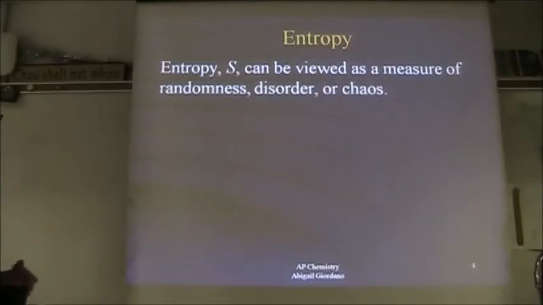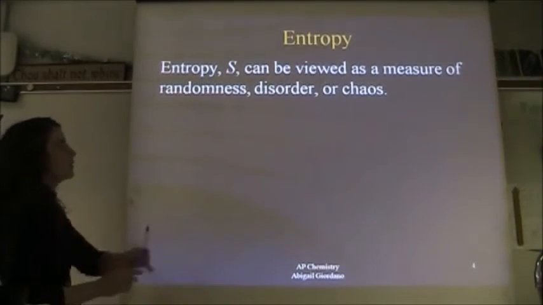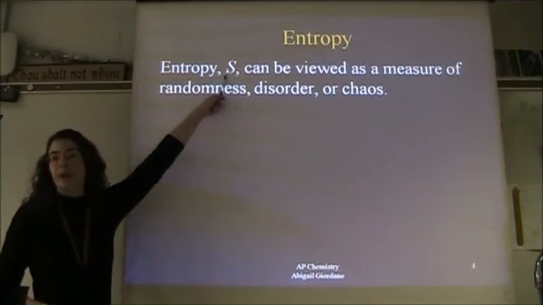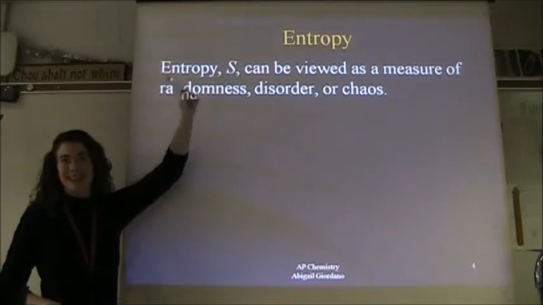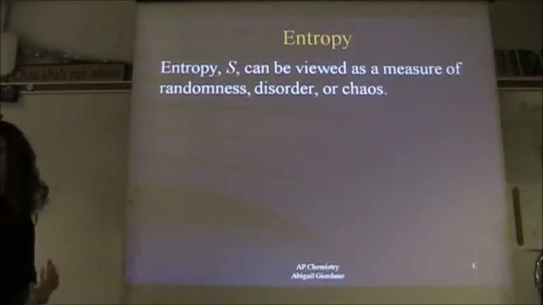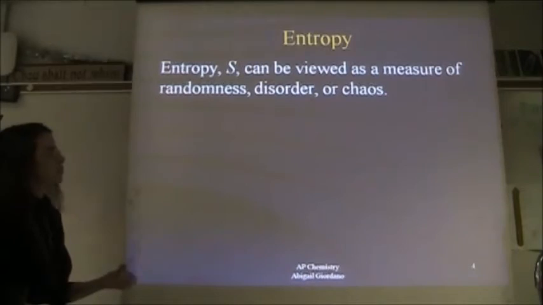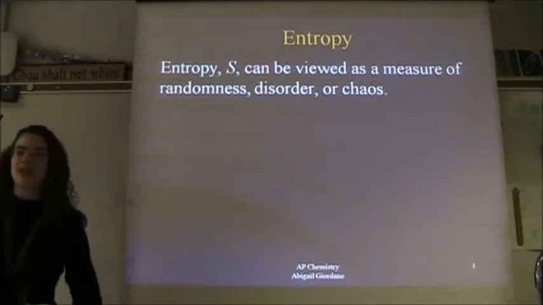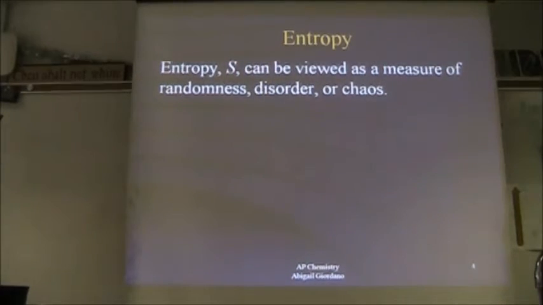You can define it multiple ways. First of all, it's abbreviated with a variable. It's a capital S. Entropy, you can define it as disorder, randomness, chaos. I will very often use the word messiness. Okay? Entropy means disorder.